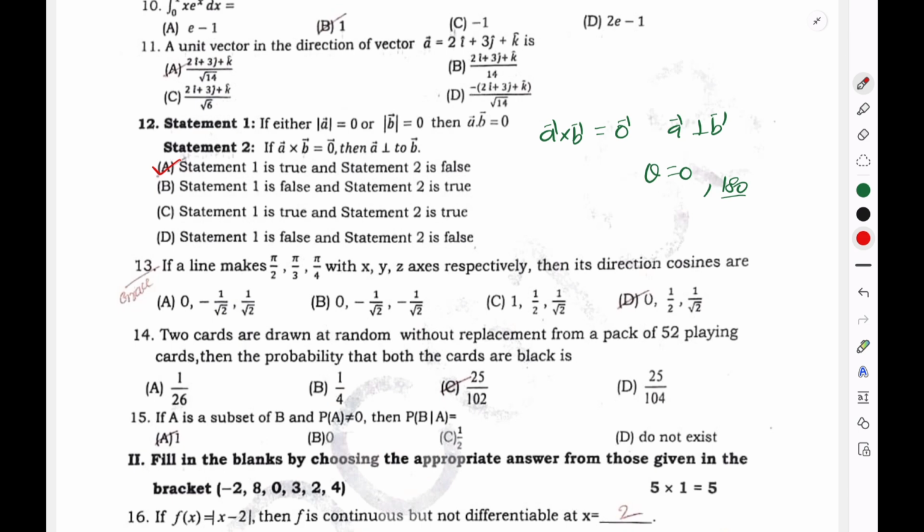Next, 13. If a line makes pi by 2, pi by 3, pi by 4 with the x, y, z axis respectively, then its direction cosines are. We know what direction cosines are: l, m, n. l is cos alpha, m is cos beta, and n is cos gamma. Alpha is given pi by 2, so cos pi by 2 is 0, and beta is given pi by 3, cos pi by 3 is 1 by 2, and gamma is pi by 4, so it is 1 by root 2. So 0, 1 by 2, 1 by root 2. Option D is correct.